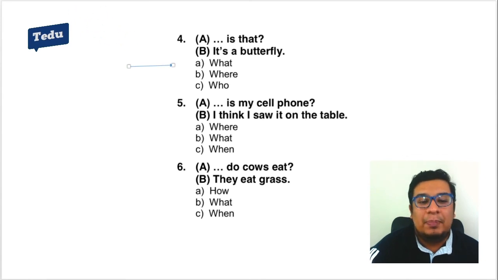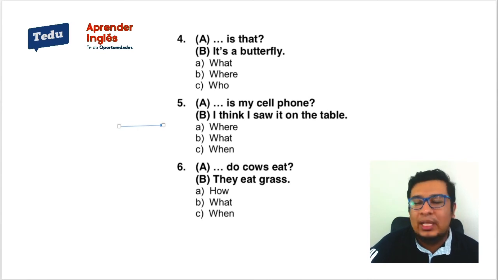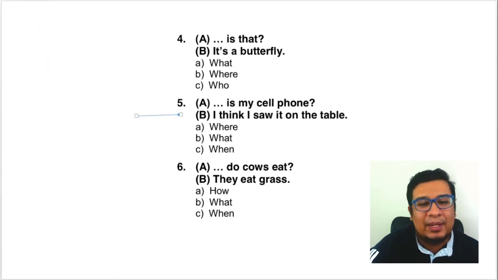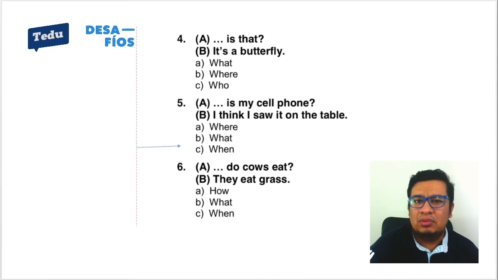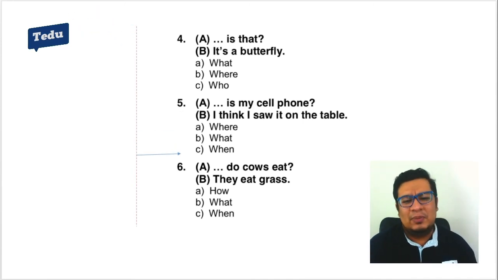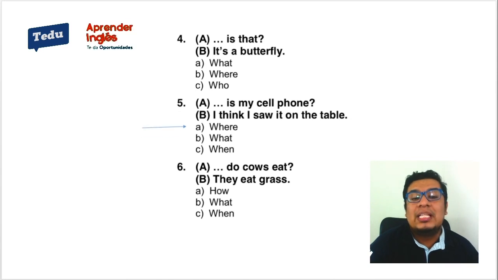Es una mariposa. Number 5 is my cell phone. So, where, what, or when. Miren la respuesta. Quiero que miren la respuesta. ¿Cómo podría ser la opción concreta para esta opción? What will be the correct option for that? Come on, I want you to tell me what will be the best. And the best is what? What is my cell phone? ¿Qué es mi celular? ¿Dónde es mi celular? No. Where is my cell phone? That's the best option for number 5. Okay? Y ahora vamos con number 6.